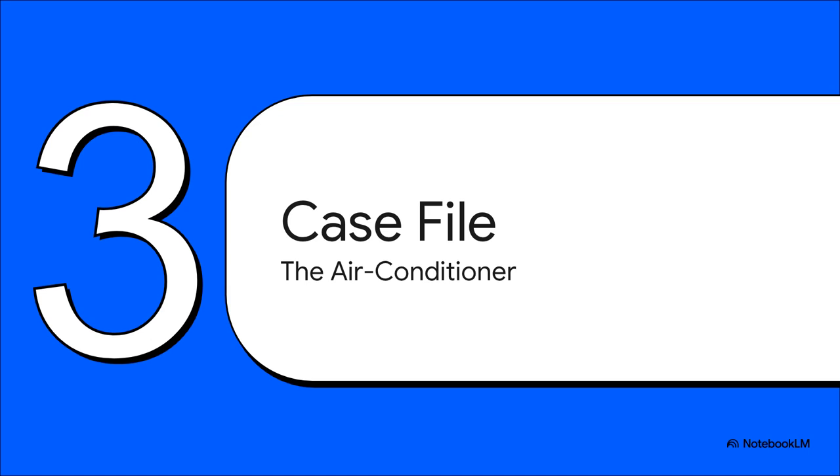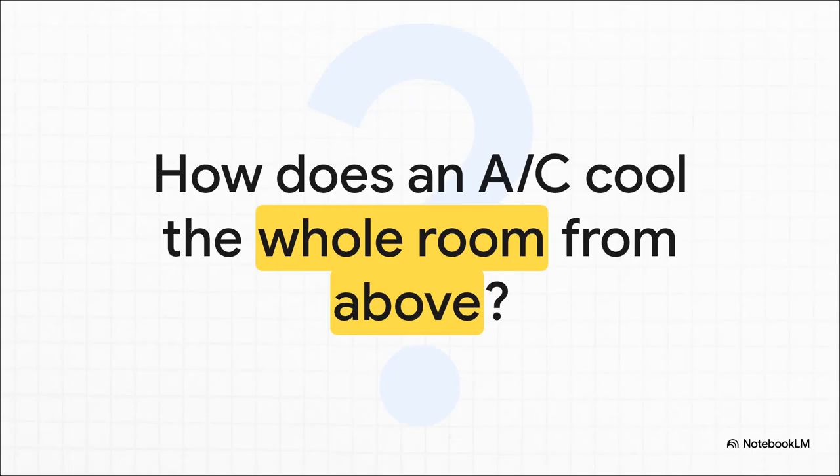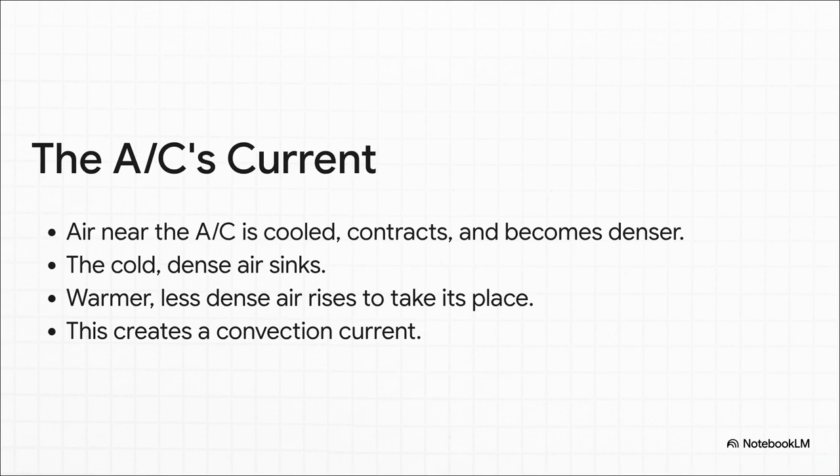Okay, one case down. Now let's apply that exact same logic to our original mystery. Case file, the air conditioner. All right, time to solve it. We know that hot, less dense air rises, but an air conditioner does the opposite. It makes air cold. So knowing what you know now, what do you think that cold air does? It's the same principle, just running in reverse. The AC cools the air around it, making it contract and become denser.